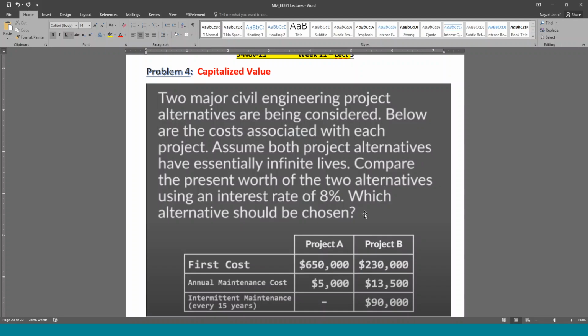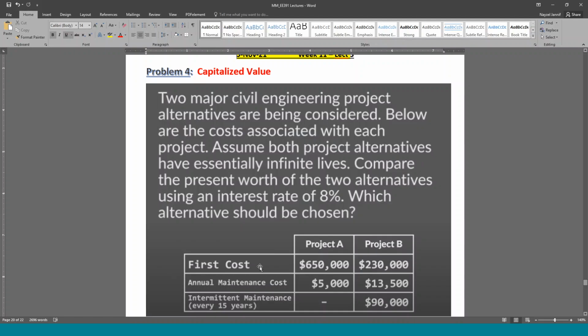Alright, so there's project A and there's project B. Project A is 650,000 and project B is 230,000. Now let's have a look at this table here. This is first cost. Another name for first cost.